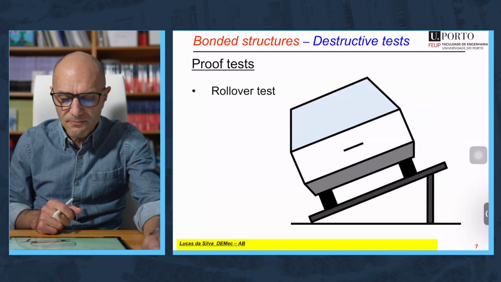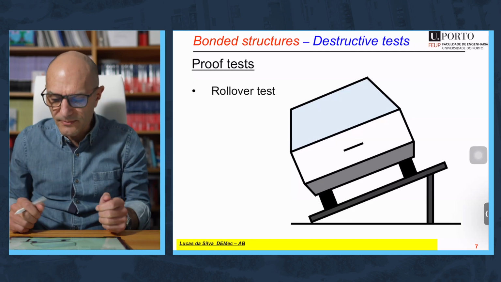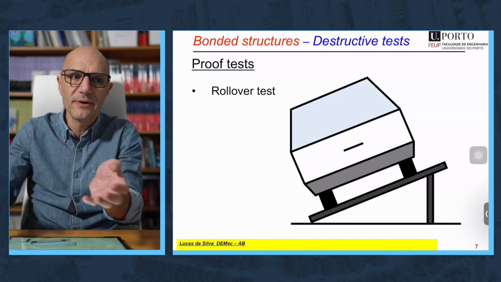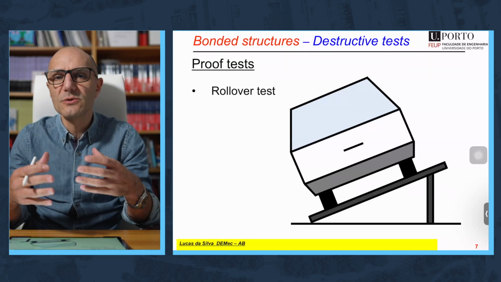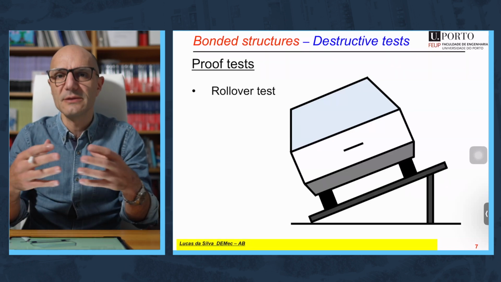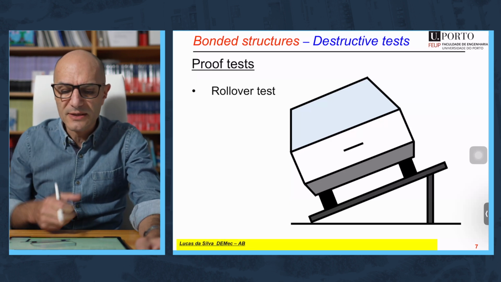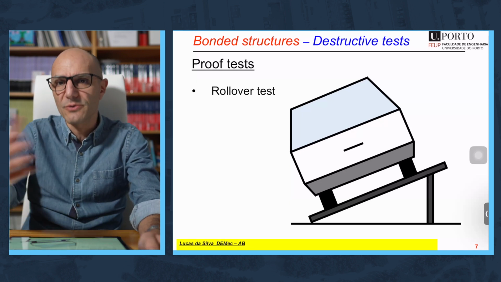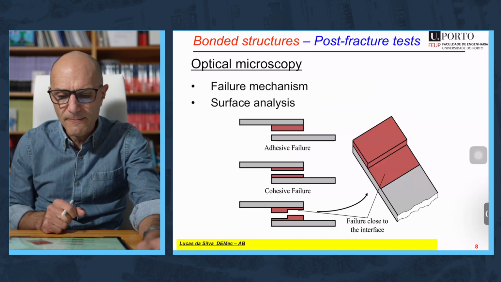Another test that is common in the bus industry is the rollover test. So you put your bus on a platform, then you roll it over, it falls down on the ground, and if it doesn't lose its integrity, then you are right. And there are other proof tests for other industries. For example, the aeronautical industry also has this kind of test.